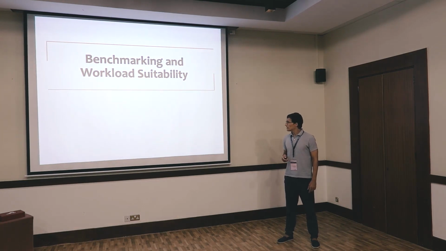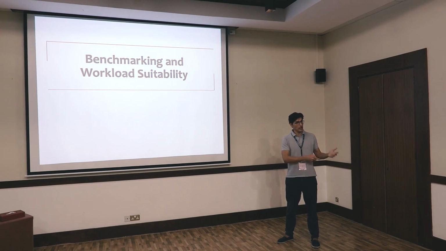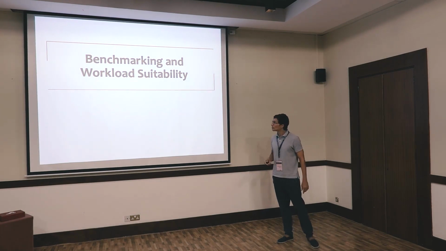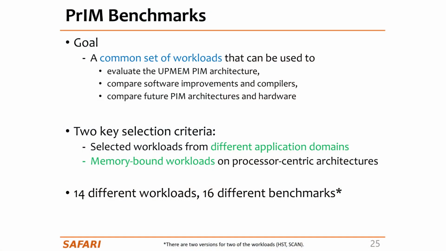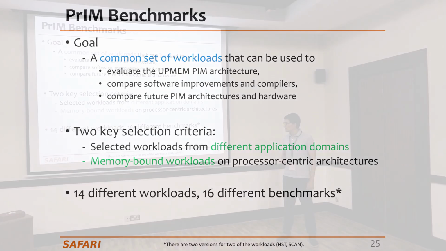The first thing is coming from our first paper related to the ABUMPIMP architecture. Not only did we analyze the architecture itself, but also did a benchmarking and workload suitability study, and that led us to create a benchmark suite called PIM, a common set of workloads that can be used to evaluate the ABUMPIMP PIM architecture, compare software improvements and compilers, and compare future PIM architectures and hardware. We had two key selection criteria. First of all, workloads from different domains, and second, workloads that are memory bound in conventional processor-centric systems.